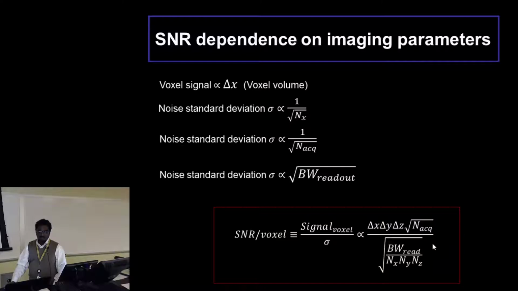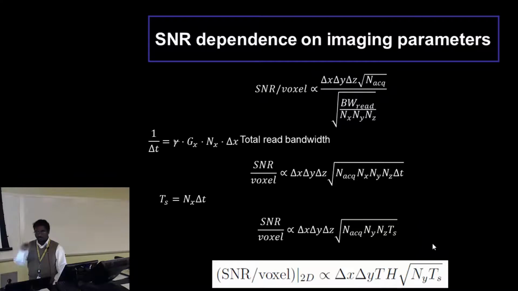We ended up with this relationship, which is telling us what the change in the SNR would be if you change a certain parameter relative to the other ones. And of course you have to remember that all the Nyquist relationships still hold, and you can substitute for different variables in that expression and come up with different proportionality expressions for SNR per unit voxel.